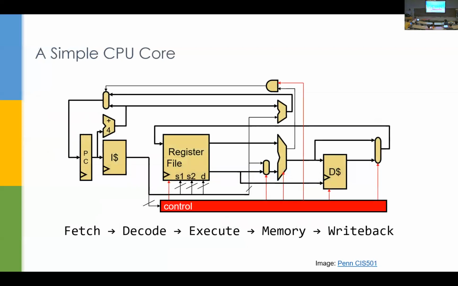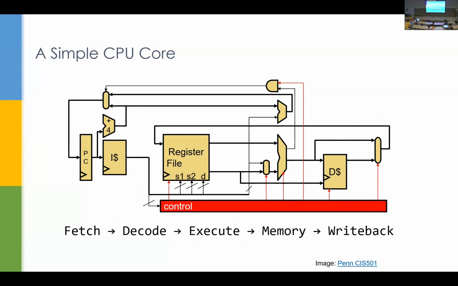So, not to insult anybody who's an expert at computer architecture, but this is what a simple CPU would do. It fetches the instruction, decodes the instruction, executes it, reads the memory, and then writes it back. Right?